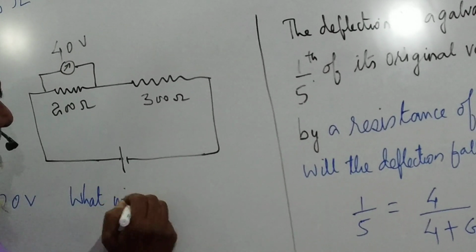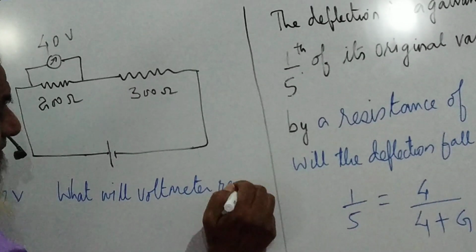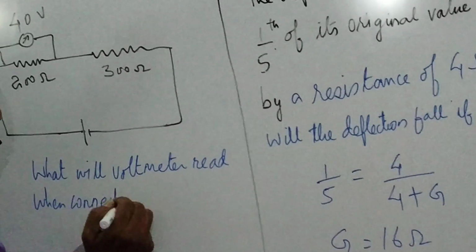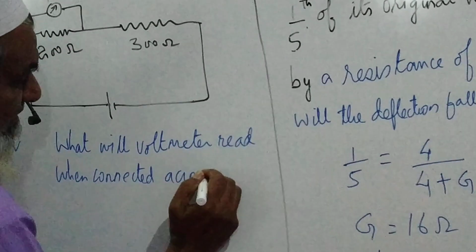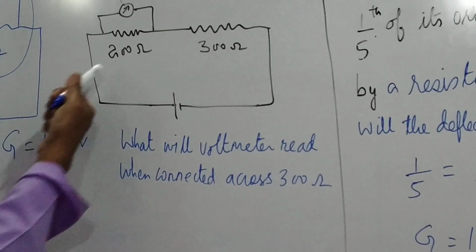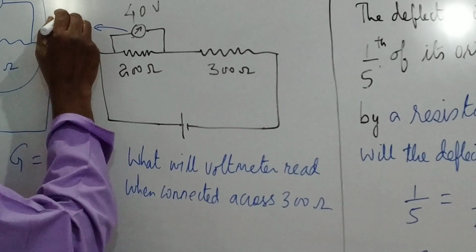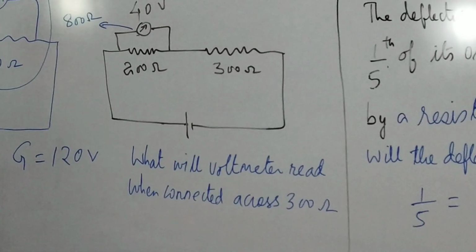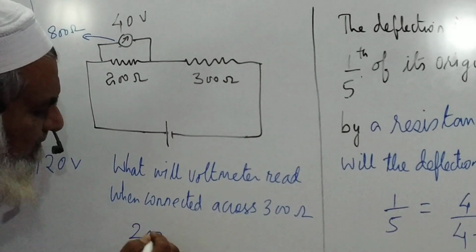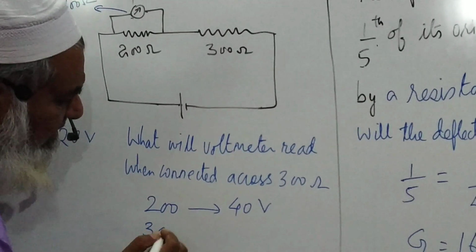What will voltmeter read when connected across 300 ohm resistance? Now obviously the number of times the resistance is increasing. Even though he is giving resistance of galvanometer here as say 800 ohm, that doesn't make any difference. The number of times which the resistance increases, 200 is giving me 40 volt and 300 is giving me how much?